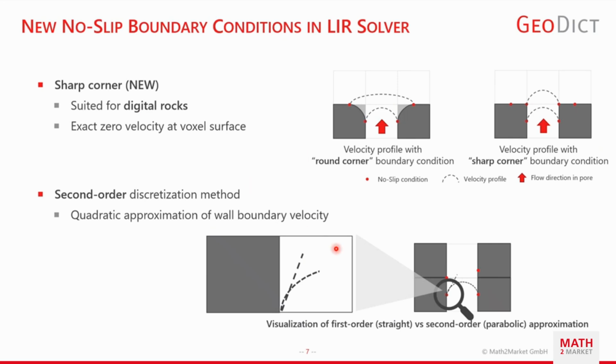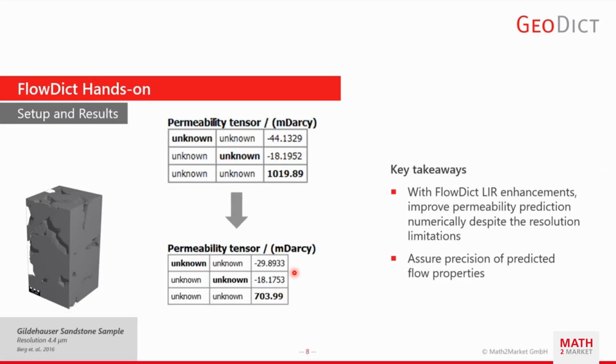And in addition to that, there is also the way how the equations for the discretization of the velocity profile are now run, so that exactly at this interface, now the parabolic velocity profile is used instead of the linear one, and this makes an even better prediction.